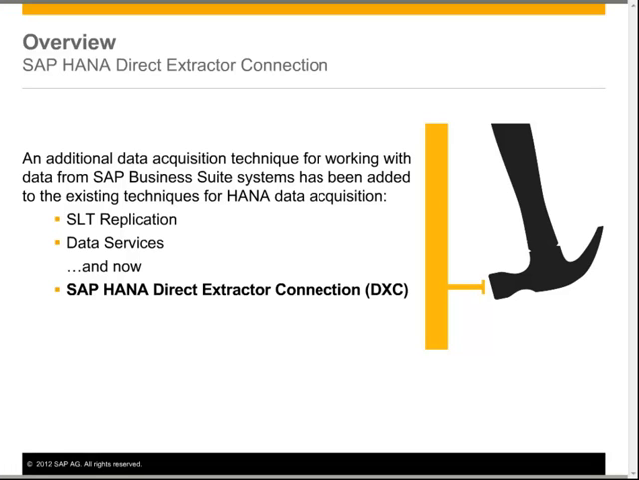DXC is a direct extractor connection for HANA. And if we look at SAP Business Content data source extractors, these have been available for many years as a basis for data modeling and data acquisition for business warehouse. And now with DXC, these SAP Business Content data source extractors are available to deliver data directly to HANA.